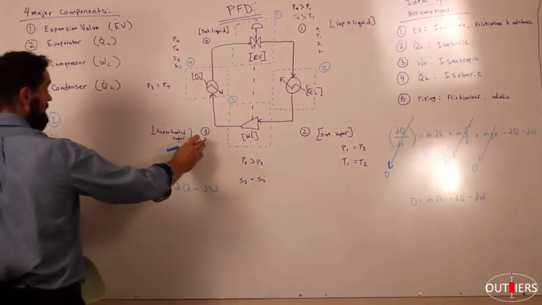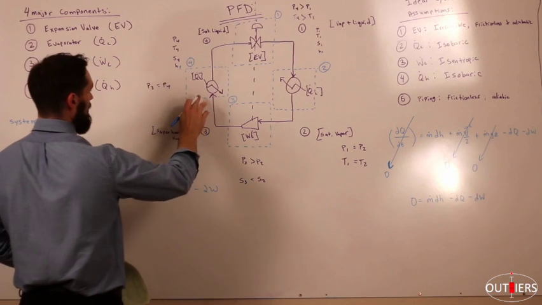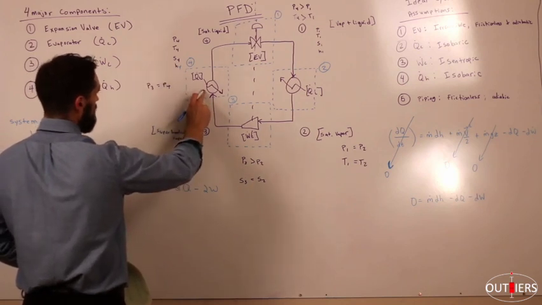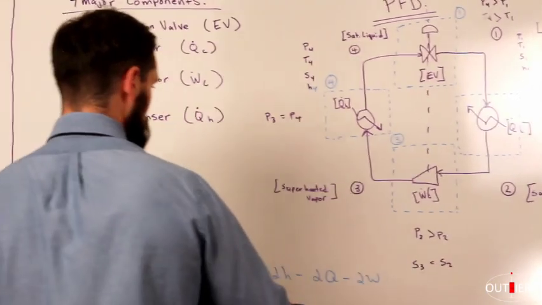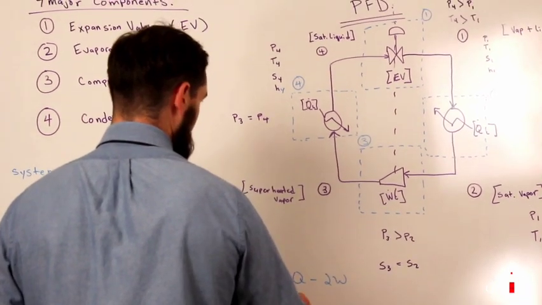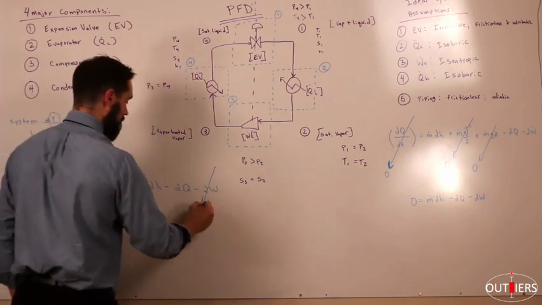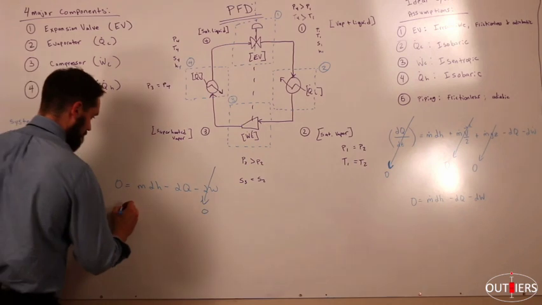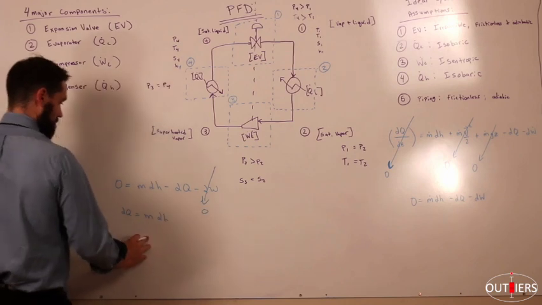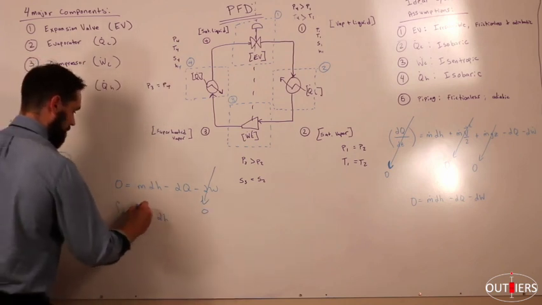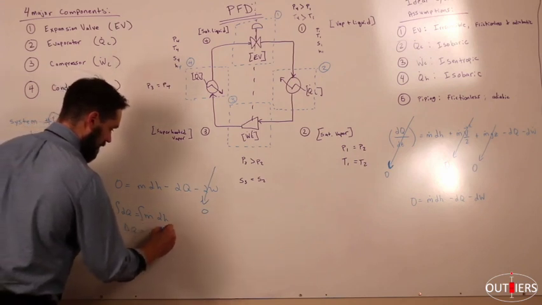Let's look at what is happening between state 3 and state 4 in our ideal system. The only thing happening is we're taking away energy from the system. So we know that we have heat exchange going on, but there's no work being done to the system or by the system. This term is 0. If we rearrange the equation, dQ is equal to m dH.